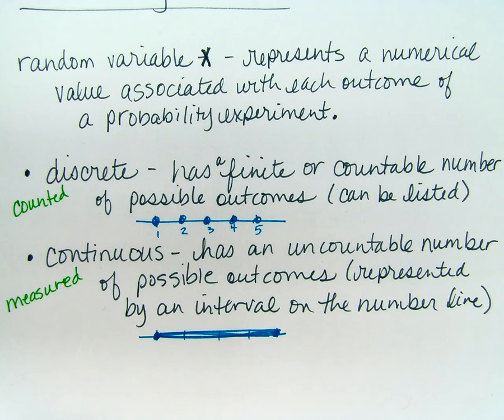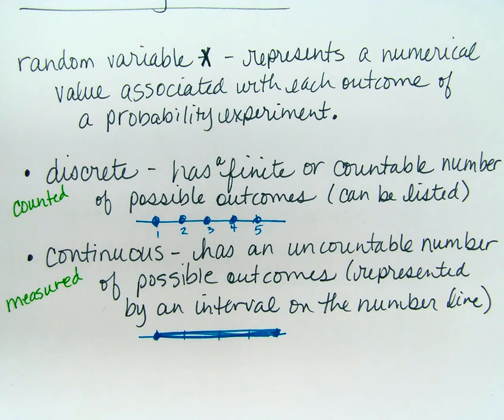Here's some examples for you to think about. What if X represented the number of Fortune 500 companies that lost money last year? Would that be a discrete random variable or a continuous random variable? How many Fortune 500 companies lost money last year? That would be discrete, right? Because you have one company, two companies, three companies, four companies, and so on.